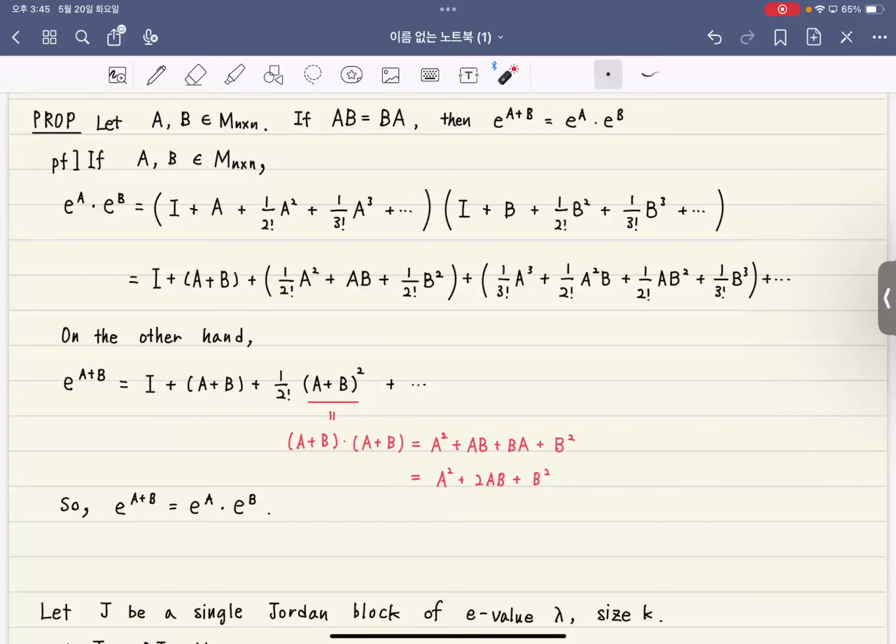Okay, great. So therefore, if matrices A and B commute, then the matrix exponential behaves exactly like the regular exponential function in calculus.